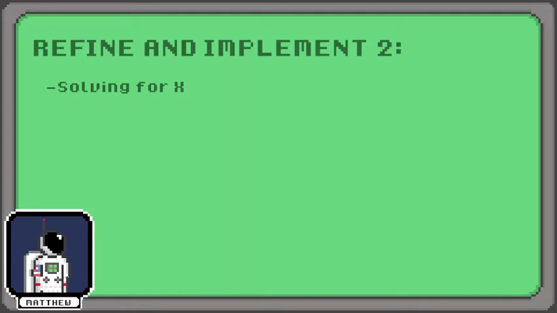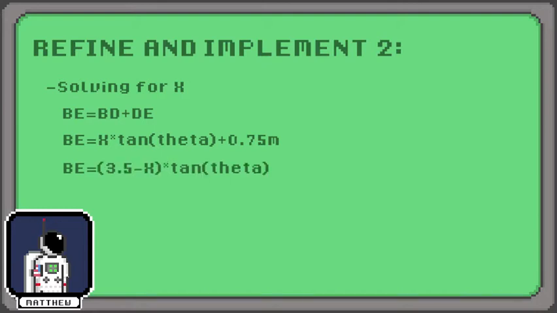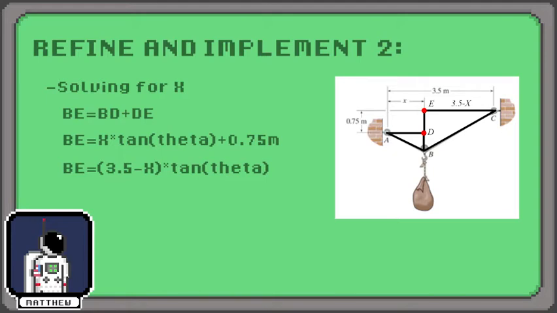So as we know, BE equals BD plus DE. So from that we can figure out the equation that BE equals x times the tangent of theta plus 0.75. We can also figure out that BE equals 3.5 minus x times the tangent of theta. The reason it's 3.5 minus x is we know the total distance from A to C is 3.5, and we can subtract x, which is the distance from position A to position B, and that gives us our equation 3.5 minus x times the tangent of theta.